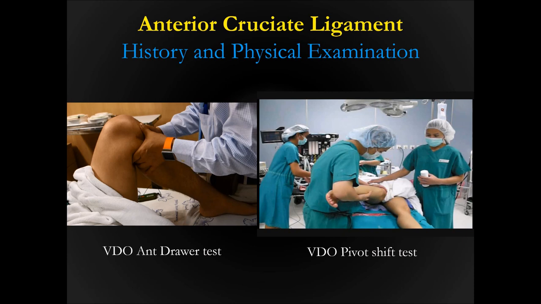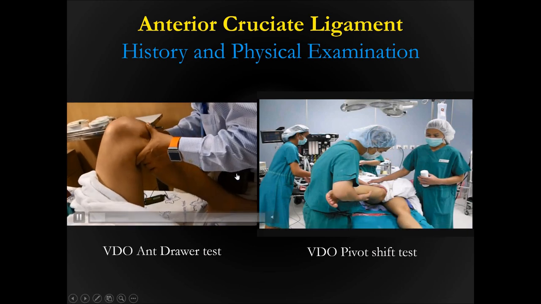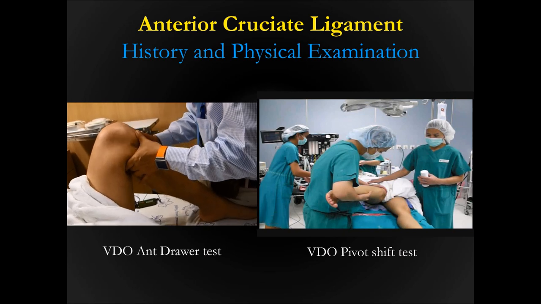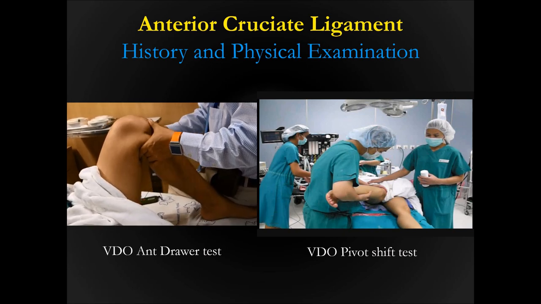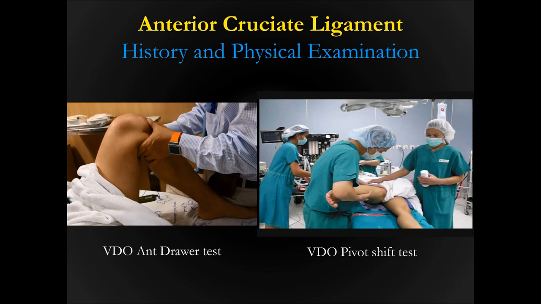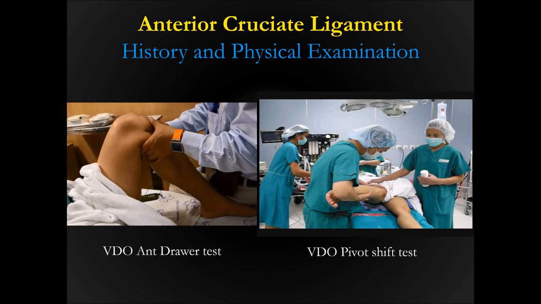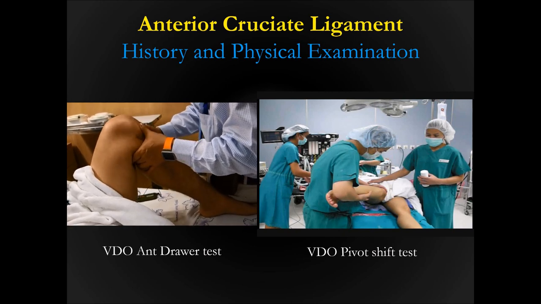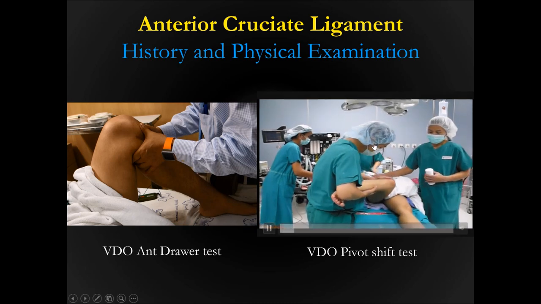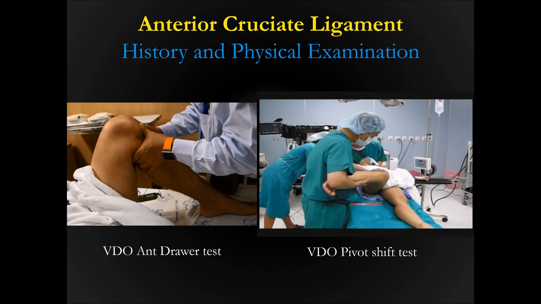Then you follow up the patient at the clinic, and now you can do the examination. Do not do any aggressive examination like this at the beginning. You can test, and you feel that the knee is not stable. We call this the anterior drawer test. You can pull the tibia out because now the ACL is torn. The tibia and the femur can separate because there's no ACL attachment, and the patient can feel like the knee is unstable.